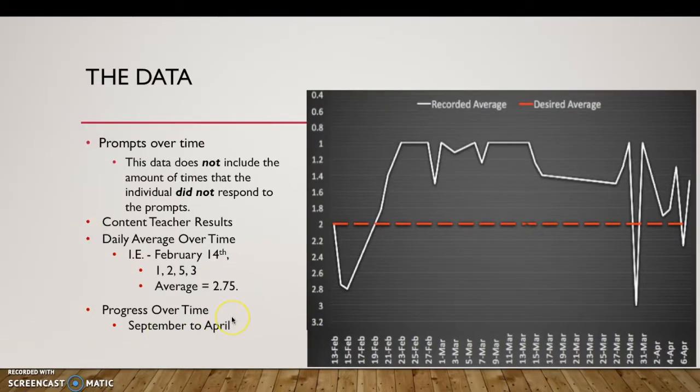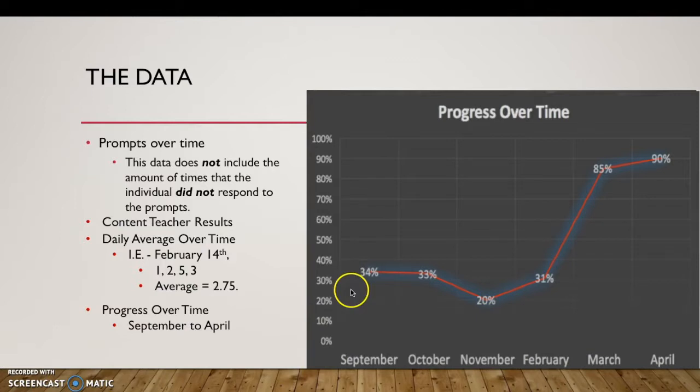Lastly, the progress over time, September to April. As you can see, we first started recording data from the student in September due to him being a freshman. He started at 34%, 33%, 20%, jumped up to 31% when we implemented the communication device in February, 85% in March, and 90%. This progress over time represents the amount of the percentages of the student responding. He is currently responding at a 90% rate.